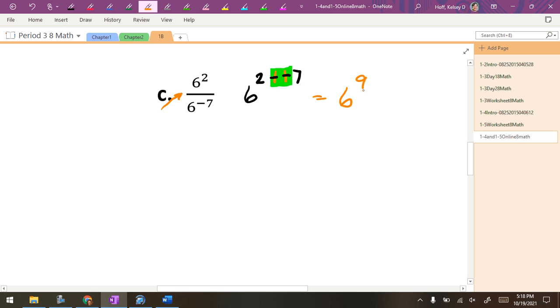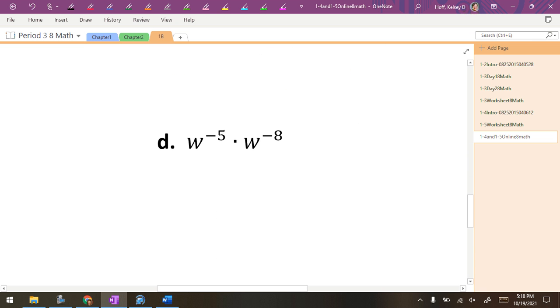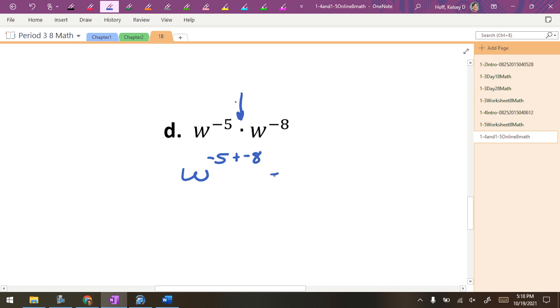Now, yesterday we had to stop and ask ourselves, can I leave that as my answer? How do you know? Is your exponent positive or negative? If it's positive, done. If it's negative, we got to fix it. In this case, our exponent is positive, so we are done. Bottom right, D, ask yourself, am I multiplying or am I dividing, or am I raising a power to a power? I am multiplying. Keep the base, which is w, and we add our exponents. -5 plus -8. Integer rules state that we would end up with w to the -13.